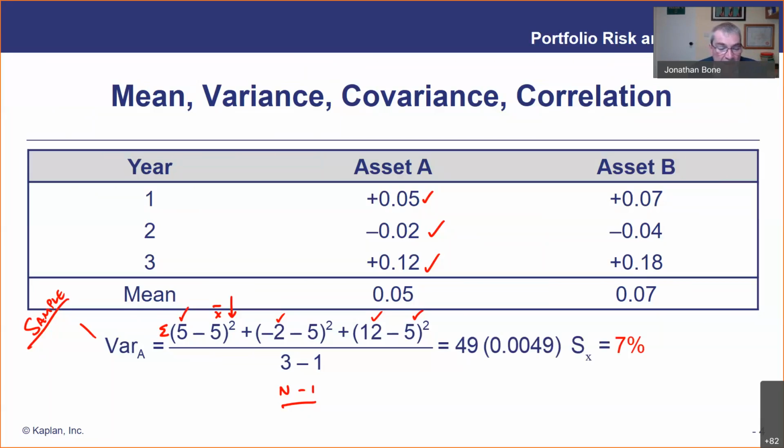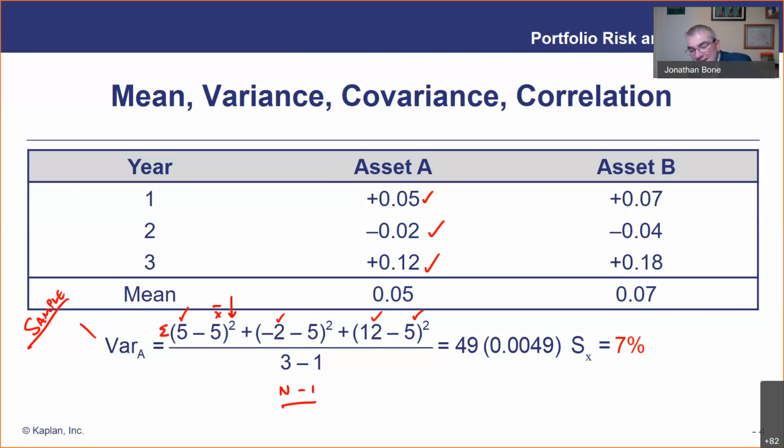So we calculated the mean as 5, and we're therefore looking at the return as 5 minus 5, 2 minus 5, etc. If you want, you can do it with decimals. I have to say I prefer to do it with decimals. And if you did that with decimals, you would get 0.0049. Now, remember, the standard deviation of an asset is just the square root of the variance. So if we take our variance of 49 and we square root it, we get 7%.